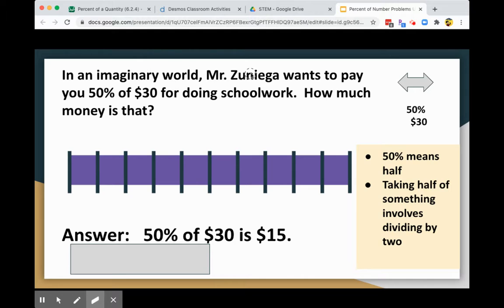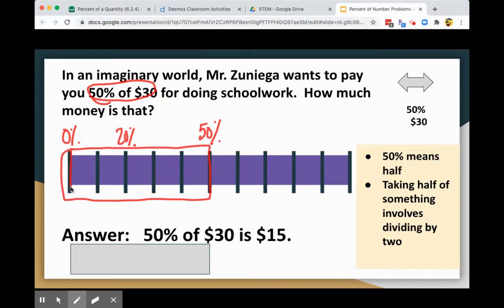In an imaginary world, Mr. Zuniga wants to pay you 50% of $30 for doing schoolwork. How much money is that? So if we do our visual again, 0, 10%, 20%, 30%, 40%, 50%, we're talking about this part right here. So this is the 50% part.